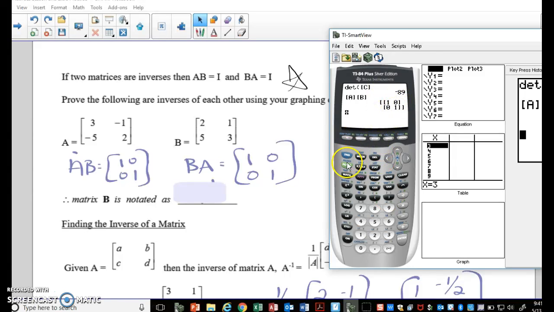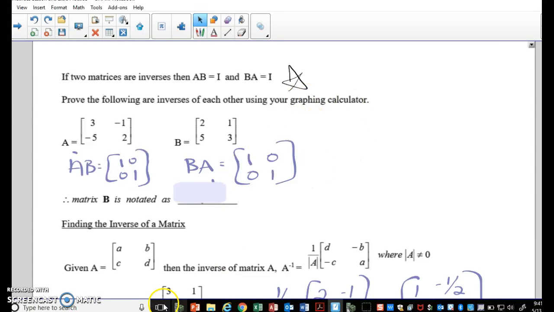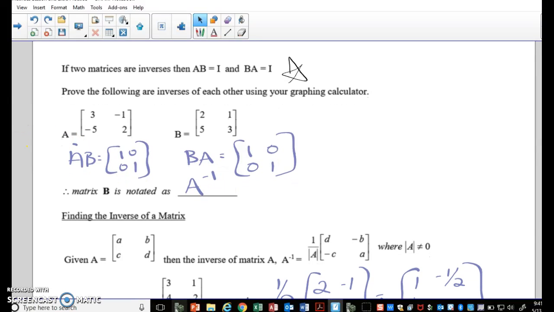Okay, now let's try the reverse. So let's do B times A. Ooh, we get the identity matrix again. So that means that they are inverses. Now the way that we notate an inverse matrix is as A, or whatever that matrix is. Let's say we're looking at the inverse of B, or the inverse of C. It's that matrix to the -1, basically. That's how we denote an inverse.